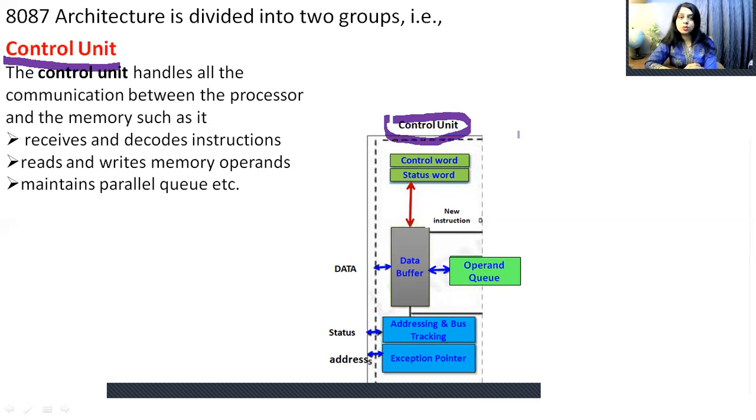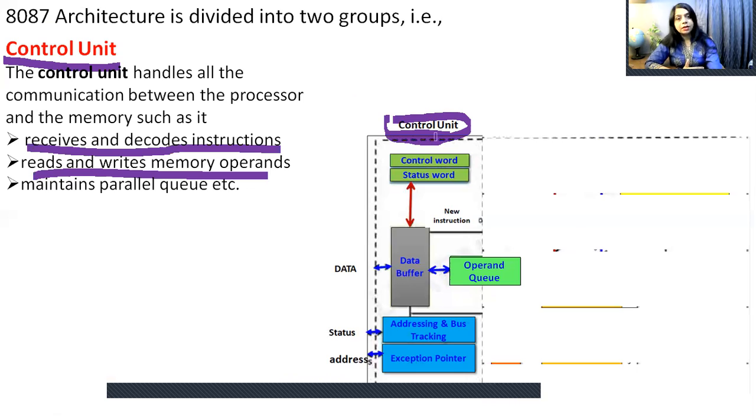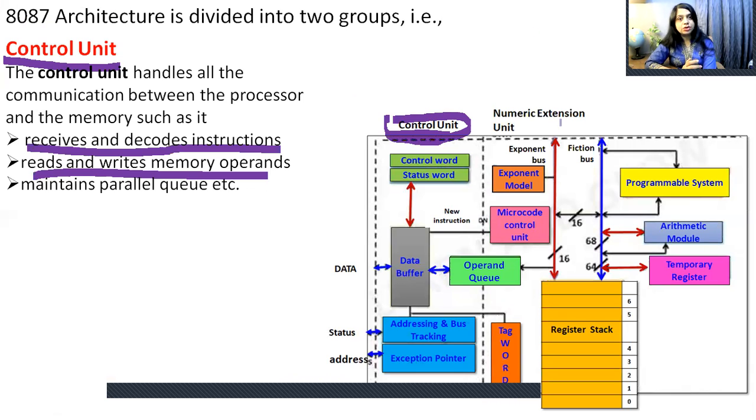So this control unit is responsible for fetching instructions. You can see here: receive and decode instructions. So receiving and decoding of instructions is taken care of by the control unit of 87. It reads and writes memory operands. That means reading the data from the memory, or writing data into the memory, is done by the control unit. This is just data communication. Data transfer between processor and memory is taken care of by the control unit of the 8087 maths coprocessor. It maintains a parallel queue. You can see here, this is a queue. We have also seen it in the previous operation, like 87 has a byte instruction queue, which is a part of the control unit.